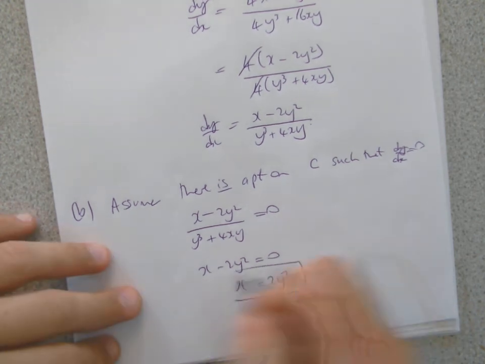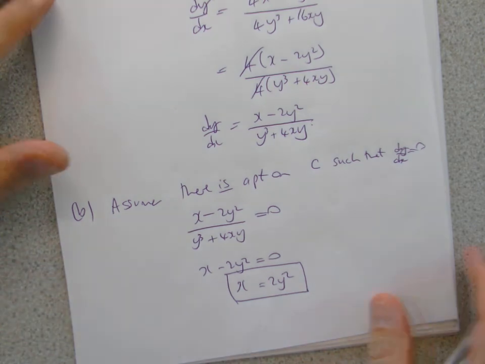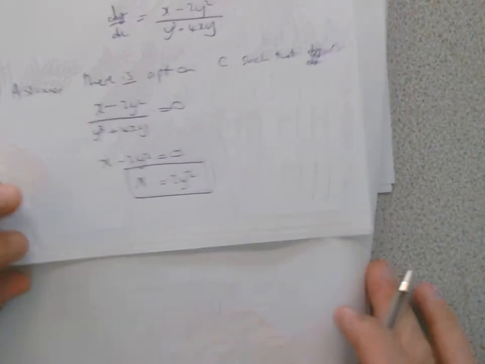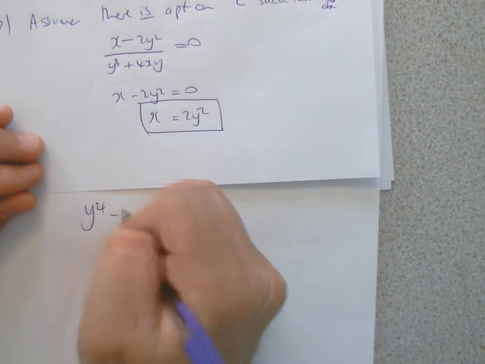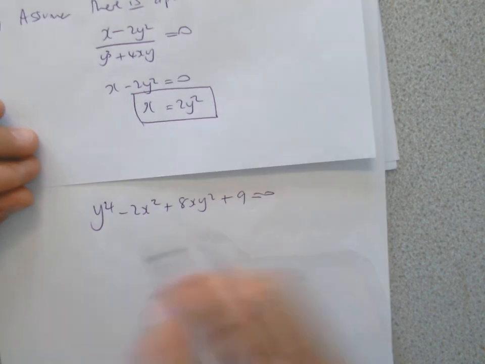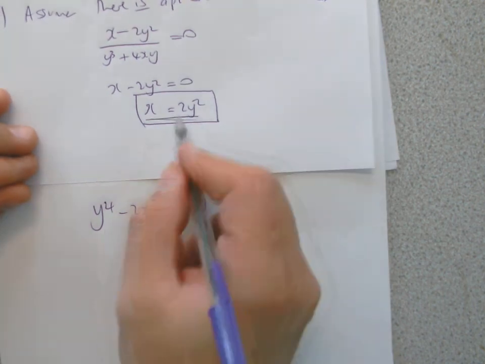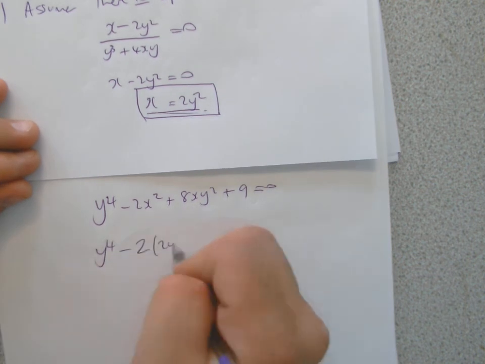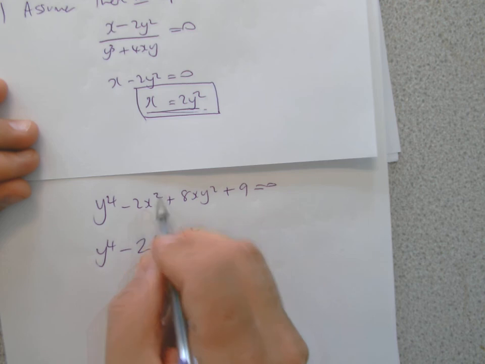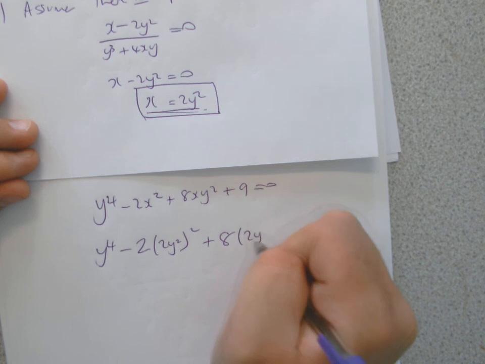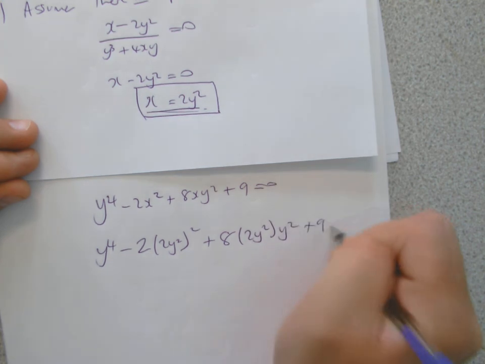So you've got an expression for x in terms of y, which is handy. What you do then is substitute it into the original expression for the curve, which is y to the power 4, all of that stuff. So you substitute x in: keep y as it is, but x becomes 2y squared. Because I've got to square x, I'm going to put 2y squared in a bracket and then square it there, plus 8x times y squared plus 9 equals 0.